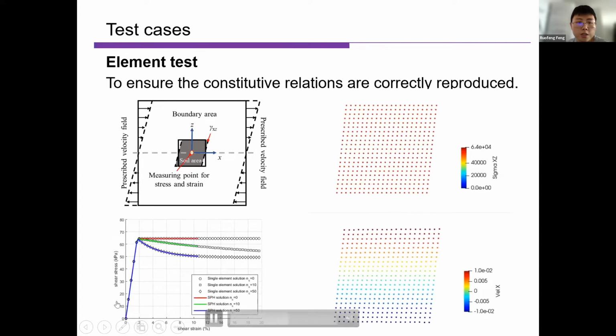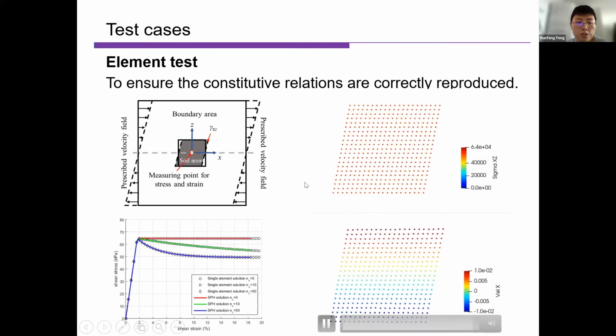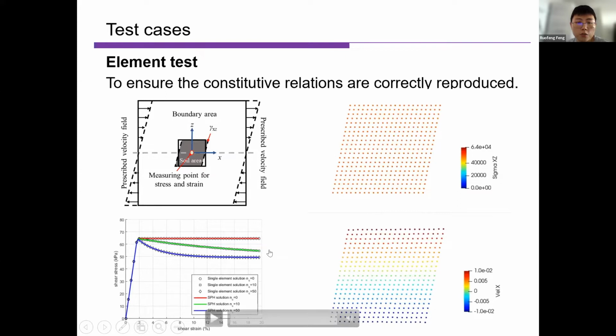As we can see, the shear stress and shear strain are in close agreement with the single element solution, and as we increase the softening coefficient, we can obviously observe the strain softening due to the large deformation. And also the velocity profile is maintained very well in the simulation.